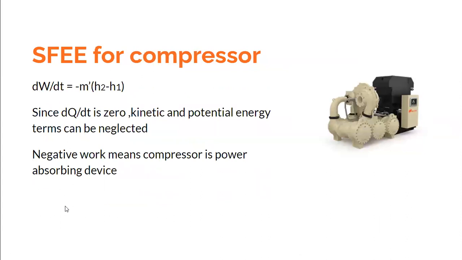So what you'll get is an expression of this form, wherein the work input to the compressor can be measured as the product of the mass flow rate and the enthalpy difference. So this is an interesting steady flow energy equation for the compressor.